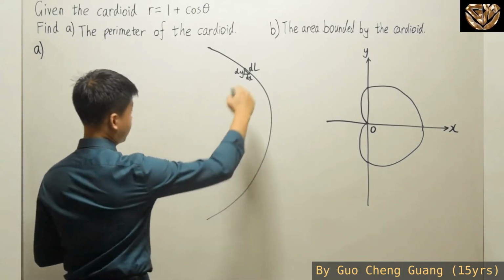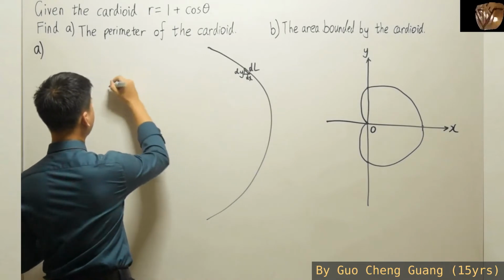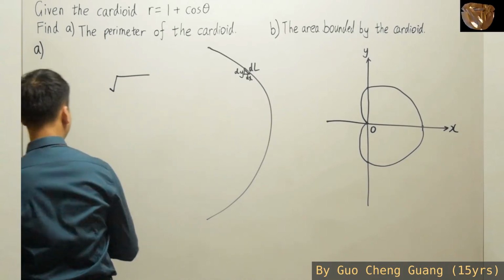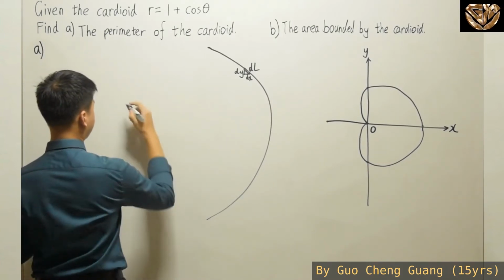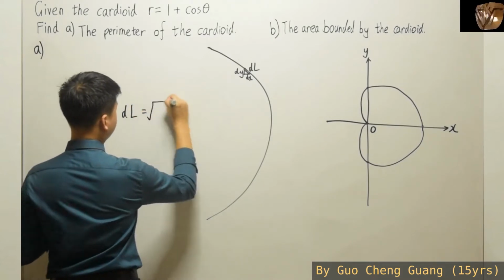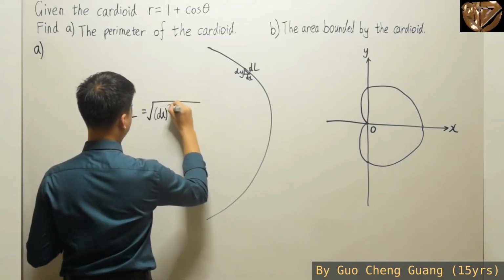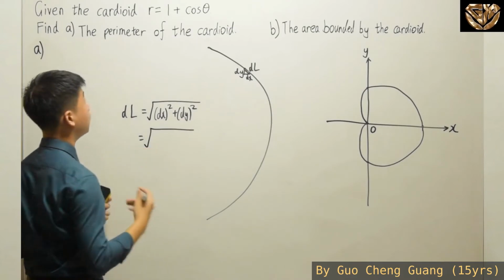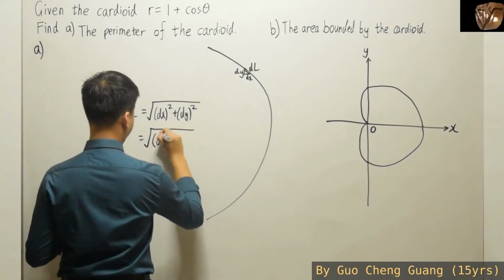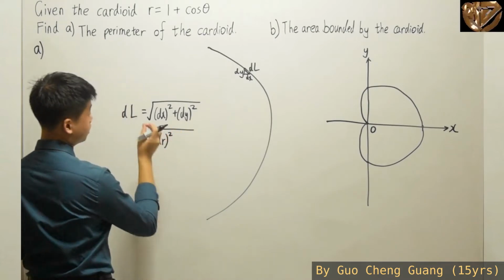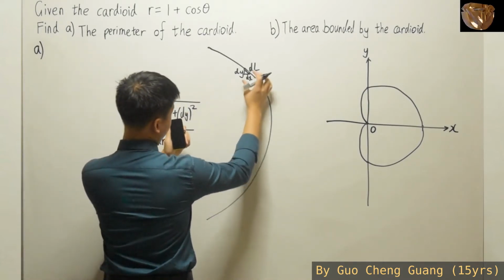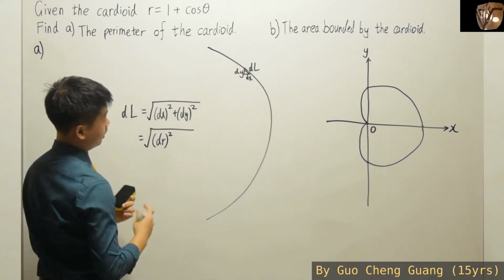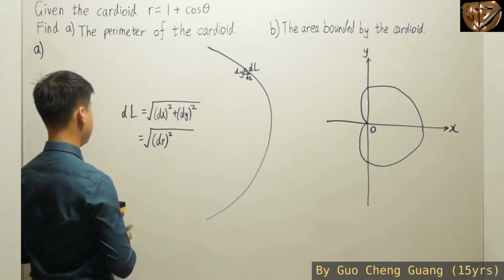In order to find this little piece, let's say we're trying to find dl. You could say this is dx squared plus dy squared. But let's think about it in polar coordinates. Let's say we have, from your origin, a little piece extending outwards. That is your dr. So what if you have this dr? What would the other part be?